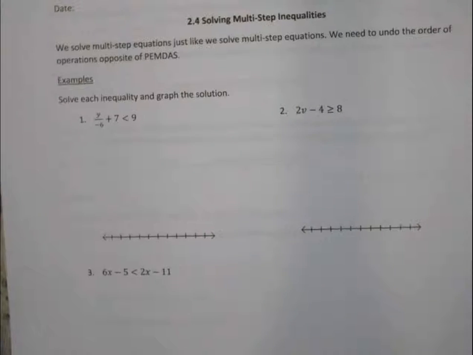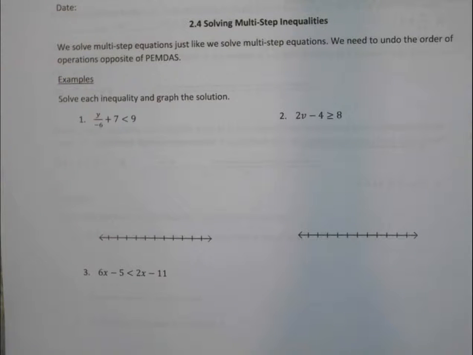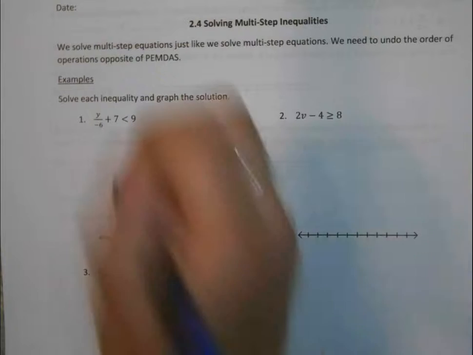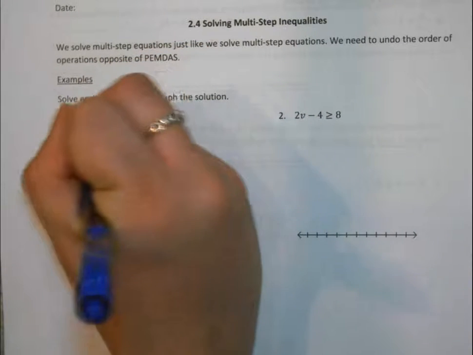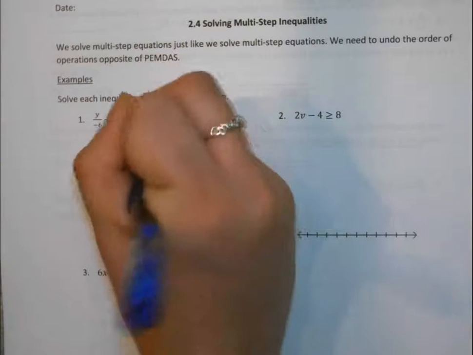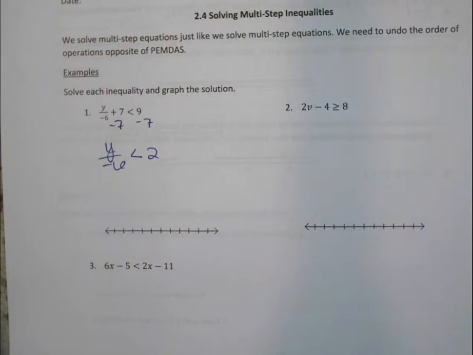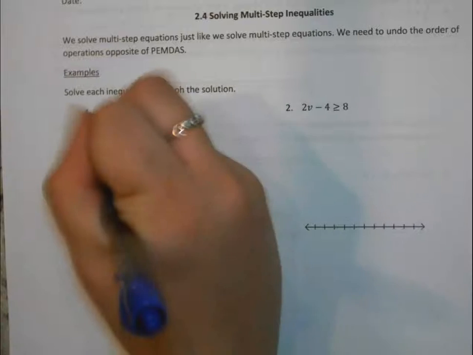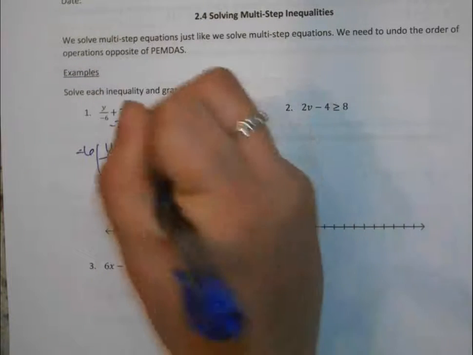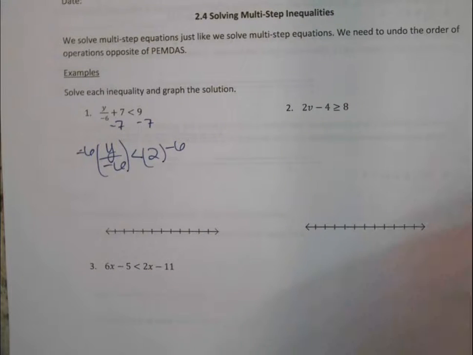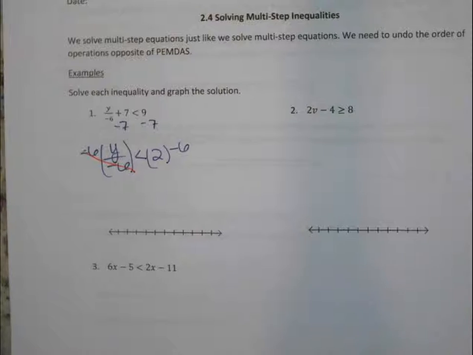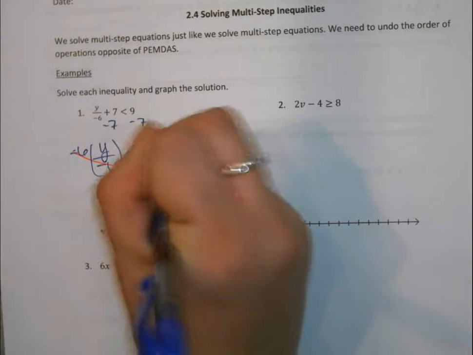So 2.4 is solving multi-step inequalities. So basically, like solving multi-step equations. I'm going to start off by subtracting 7 on both sides. So I get y over -6 is less than 2, because 9 minus 7 is 2. Then I'm going to multiply both sides by -6, because the opposite of division is multiplication, and fractions are division. So the -6's on the left cancel out. I have y is less than -12.